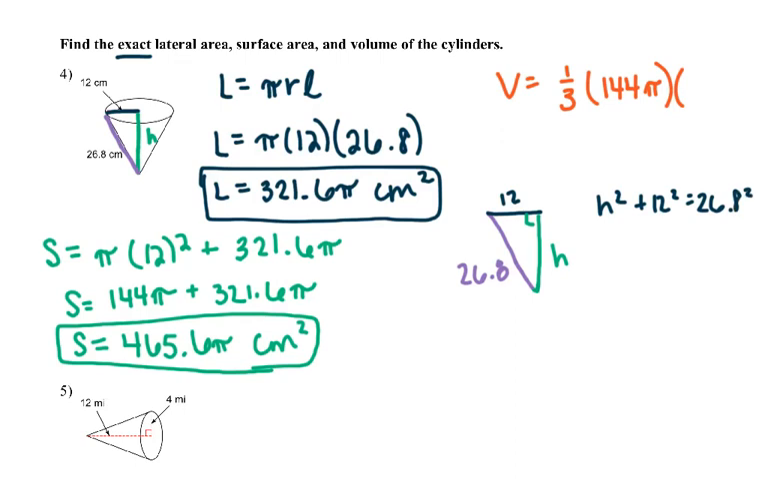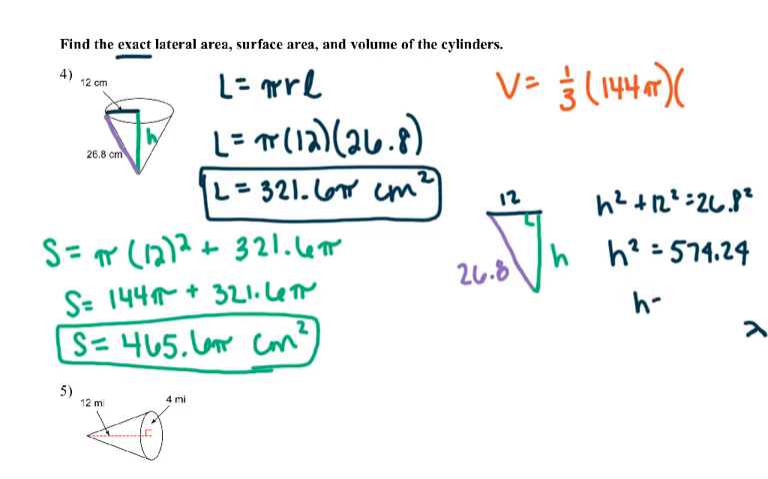Let's see here, 26.8 minus 144. So h squared equals 574.24. And if we take the square root of that, we get 23.96.